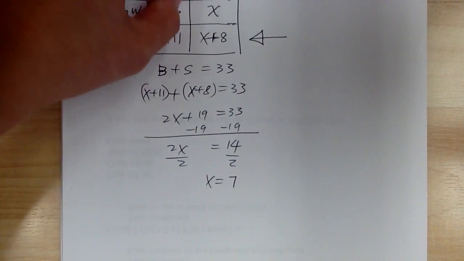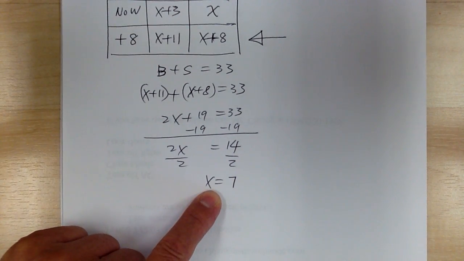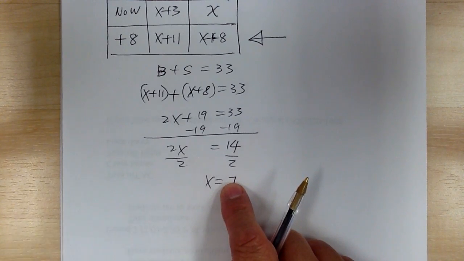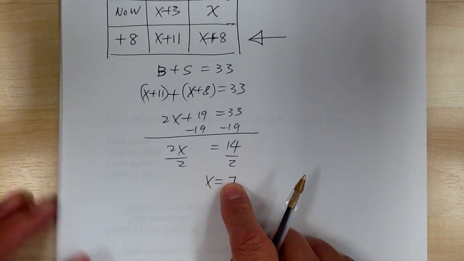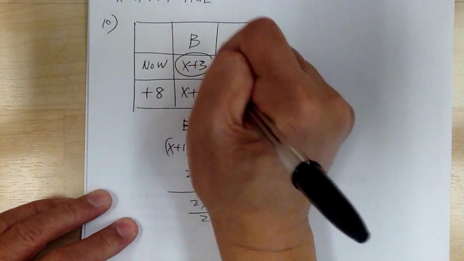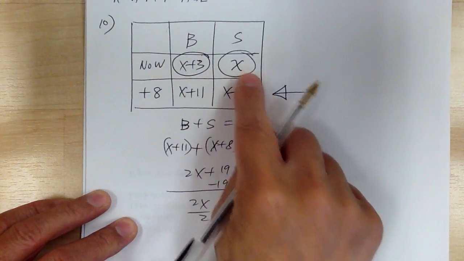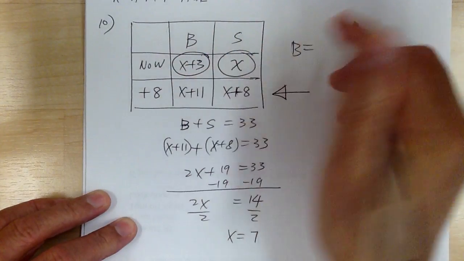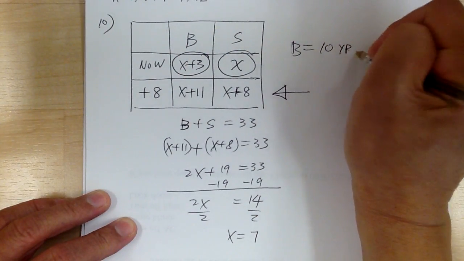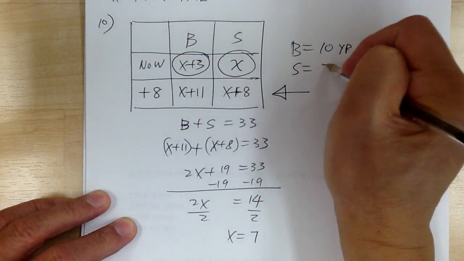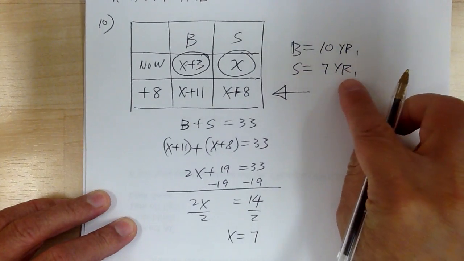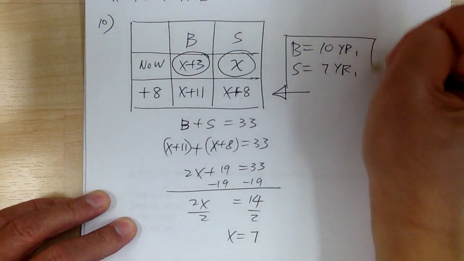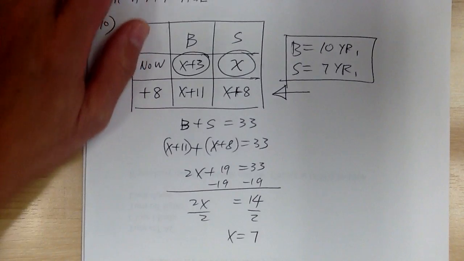So now you have to go back and answer the question, because this may not be the answer. So don't just box that. They ask you how old are they now. So they're looking for now. So go back over here, and you see that Bill is going to be x plus 3, so he'll be 10 years old. And Susie is x, so she'd be 7 years old. So make sure you write the label too, okay? And that's your answer for number 10.